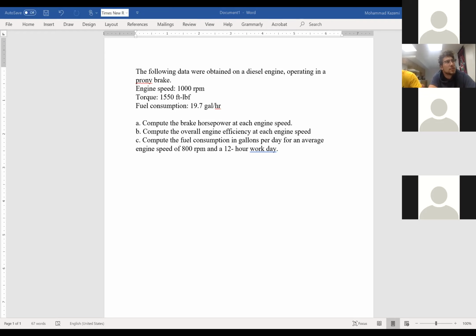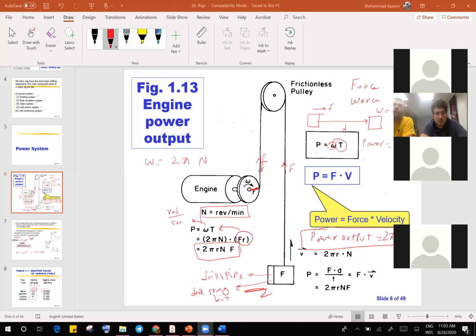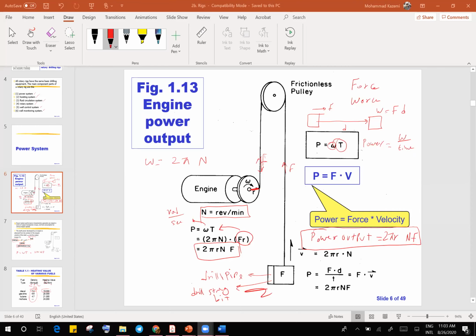Oh, you guys can't see that, right? Let me stop sharing and reshare because I have to share my whole screen with you guys. Okay. You guys see the screen here?